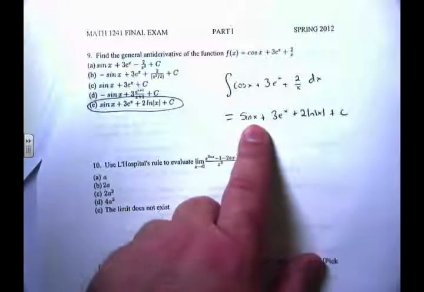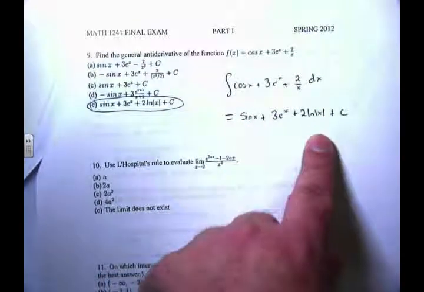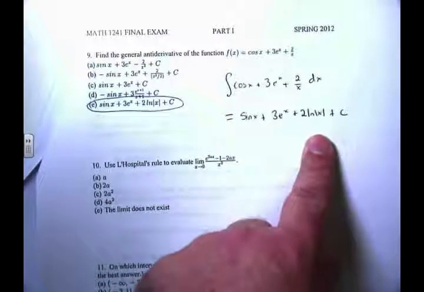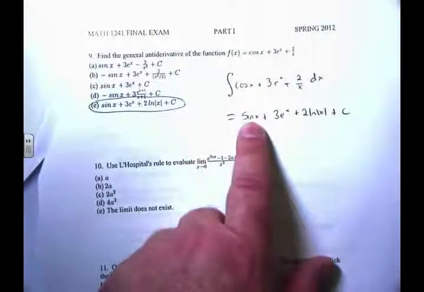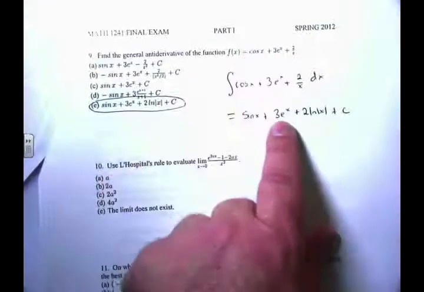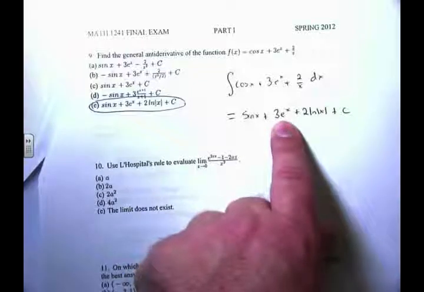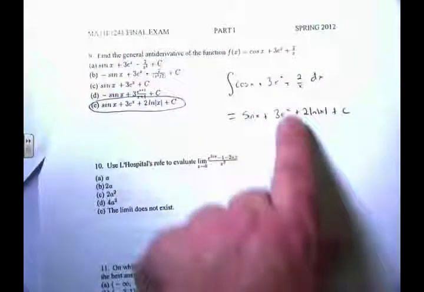But here's a way to check. If I take the derivative of the antiderivative, what will I get back again? The original function. What's the derivative of sine x? It's cosine of x. What's the derivative of 3 e to the x? Well, 3 is a constant. The derivative of e to the x is e to the x. That's 3 e to the x.